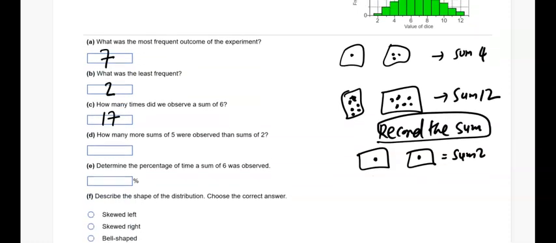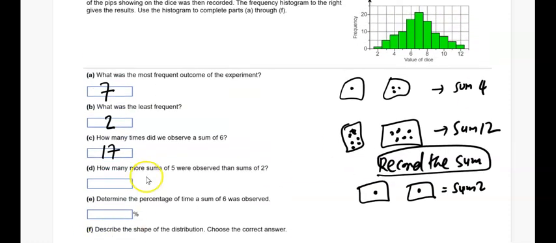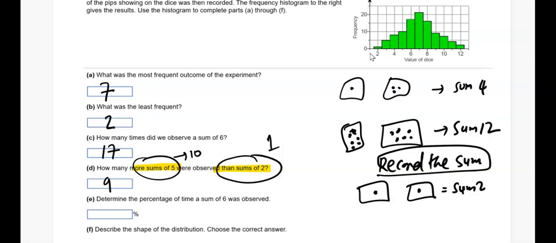Next question, how many more times did we observe a sum of 5 than a sum of 2? How many times did we observe a sum of 5? We observe it 10 times. And a sum of 2 we observe 1 time. So we observe 9 more sums of 5 than sums of 2.